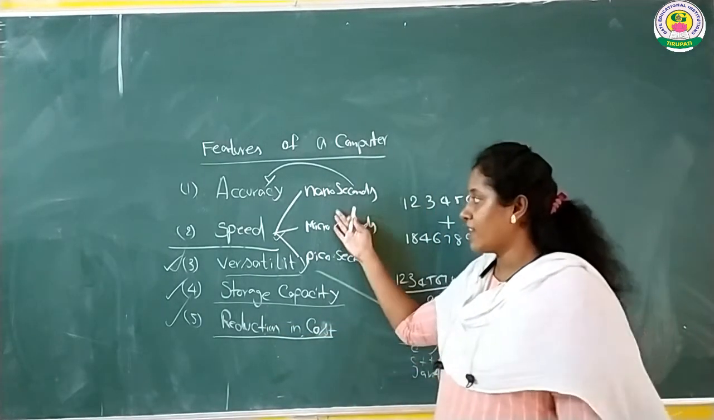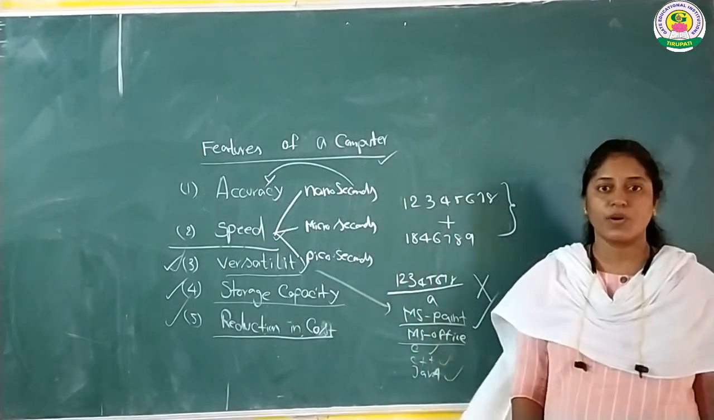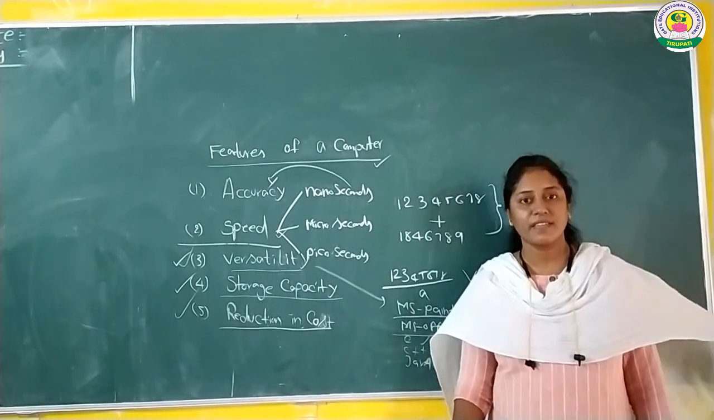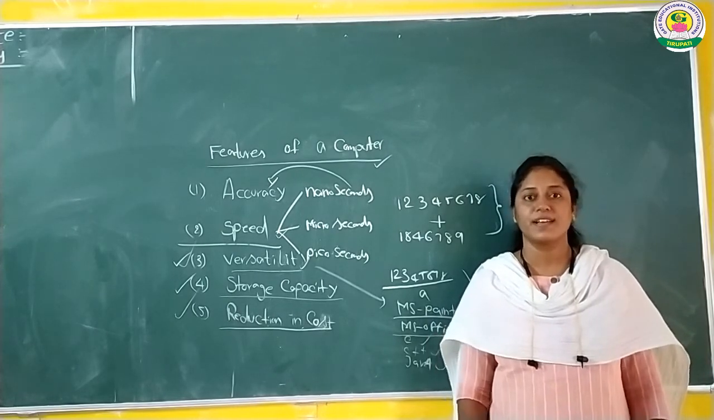Okay, so these are all the different top features of a computer. Till now we have seen different features of a computer. In the next session we are going to look at what are the limitations of a computer and types of computers. Thank you.